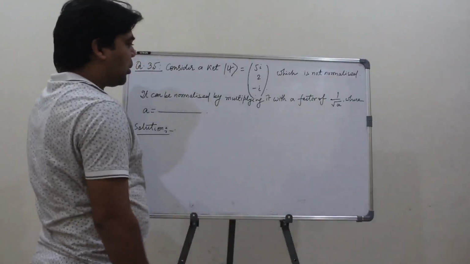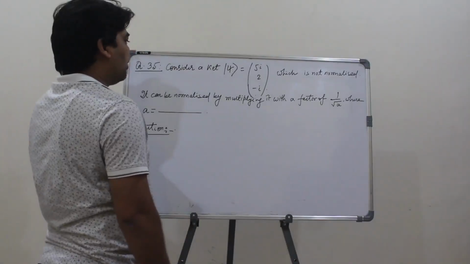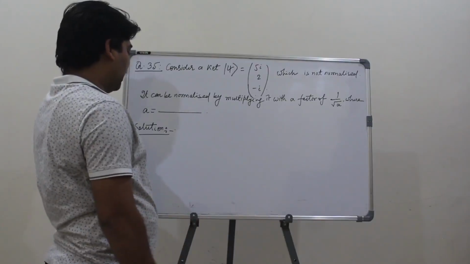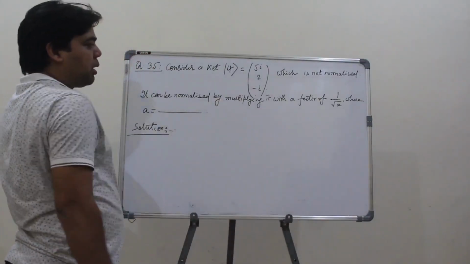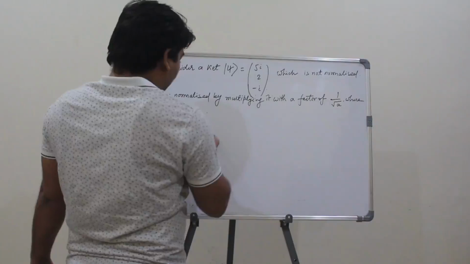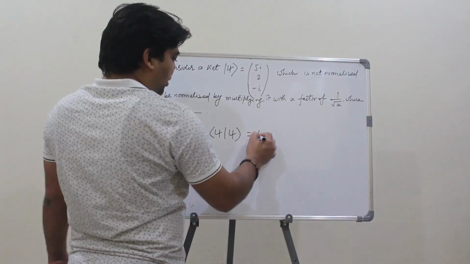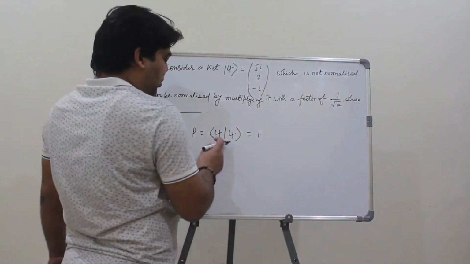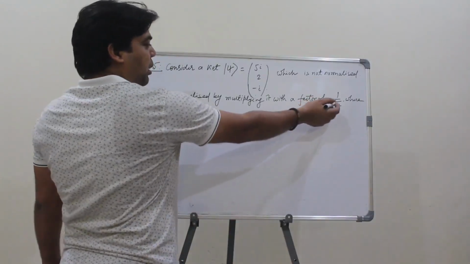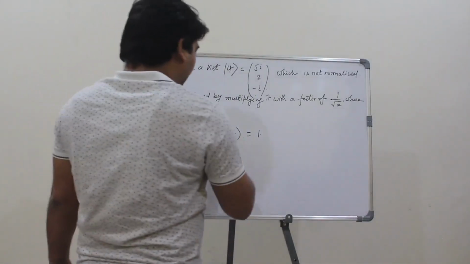Now let us discuss problem number 35, which says: consider a case psi, which is (5, 2, minus i), and this is not normalized. It can be normalized by multiplying it with the factor of 1 upon root A, where A is what? To normalize it, you know that the probability must be unity, so the product of the psi must be unity. So it must be divided by the root of the inner product of the two values. So just calculate it.